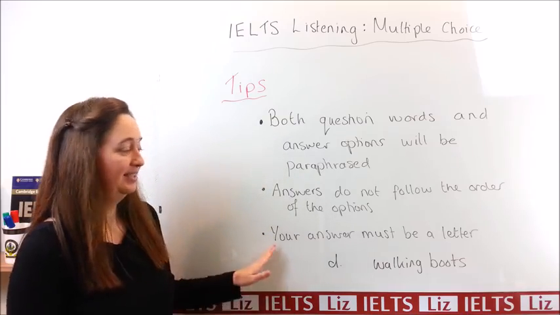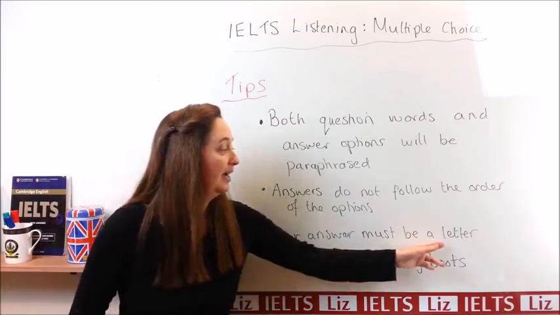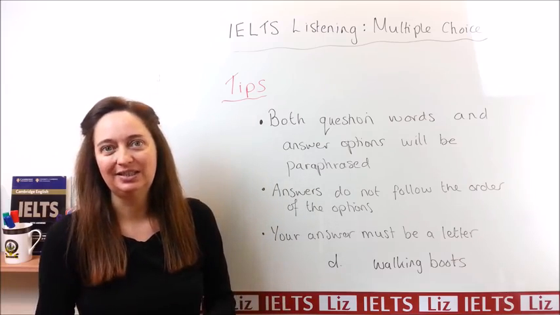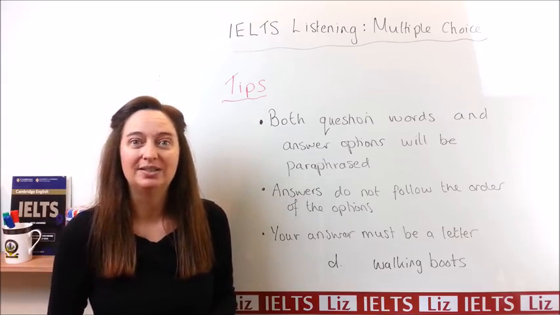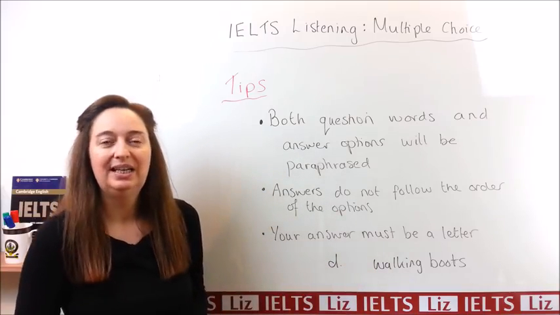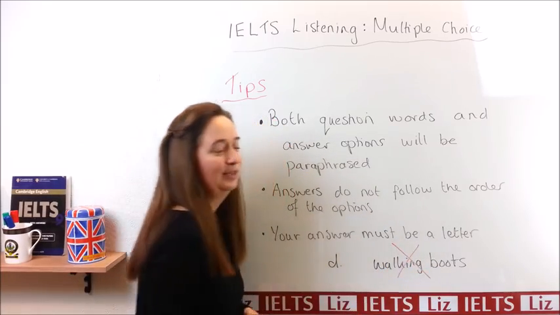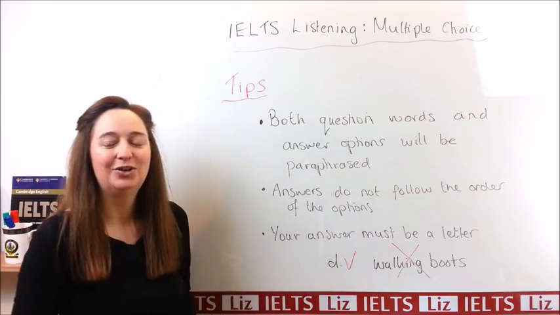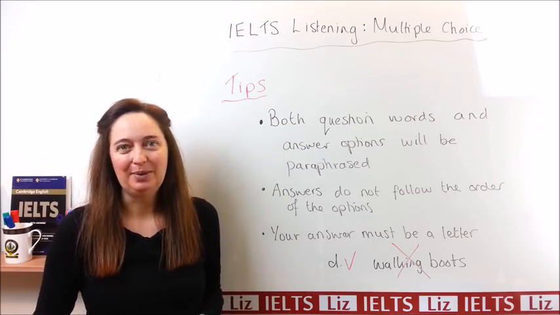And the last tip, this is one of the most important tips, is your answer must be a letter. So when you transfer your answers to the answer sheet at the end of the test, make sure that you transfer the letter, not the word. So one of the answers was D, walking boots. If you write walking boots on your answer sheet, the answer is wrong. So make sure that you write the letter and not the words. Now let's have a look at some useful vocabulary.